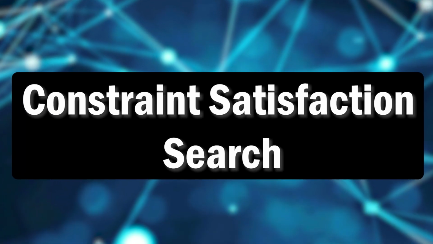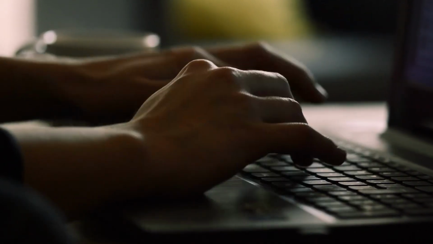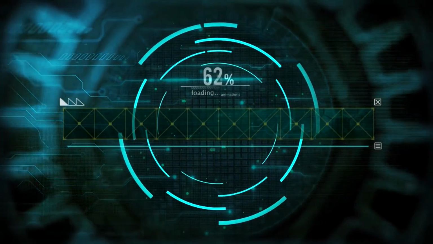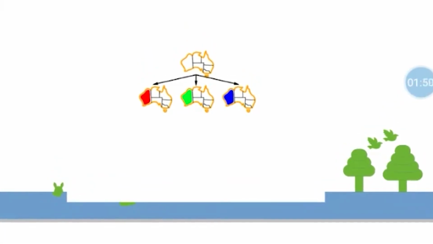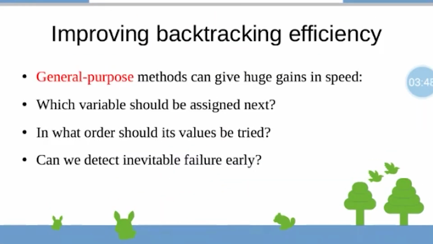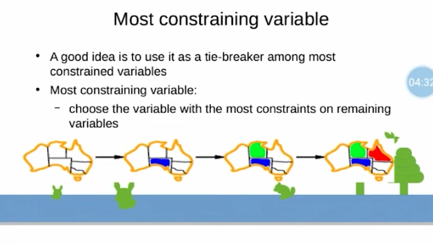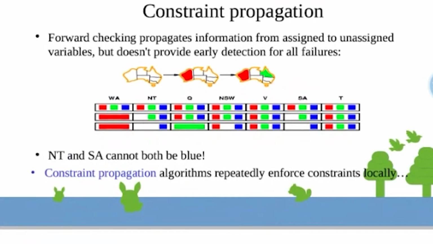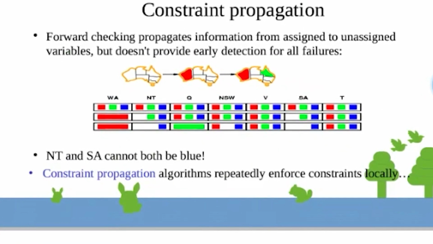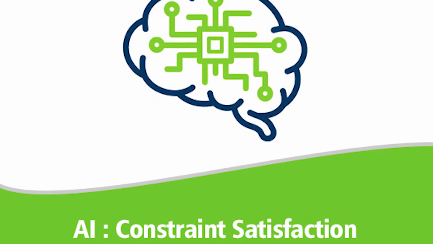Constraint satisfaction search. Constraint satisfaction search is a type of search algorithm in AI that is used for problems with constraints. It works by generating a set of possible solutions and then checking if they meet the constraints. If a solution does not meet the constraints, it's discarded, and the process repeats with a new solution. Constraint satisfaction search is often used in planning problems, scheduling problems, and other problems with complex constraints.